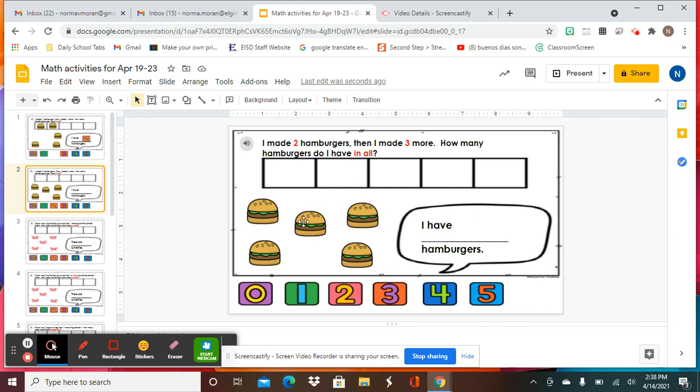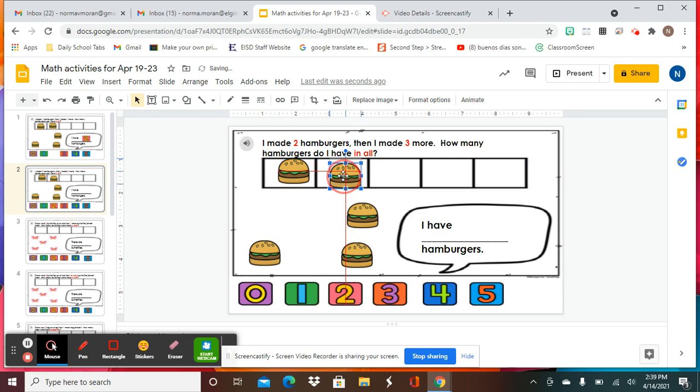All right? So let me read it again. And as I'm reading it, I'm going to move the hamburgers up to the 5 frame. I made 2 hamburgers. So we're going to say 1 and 2. There are my 2 hamburgers. Then I made 3 more. So now that means I have to add 3 more. You're not going to do 1, 2, and then put another 1, 3. No, that would be wrong.